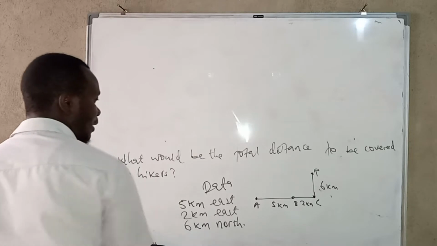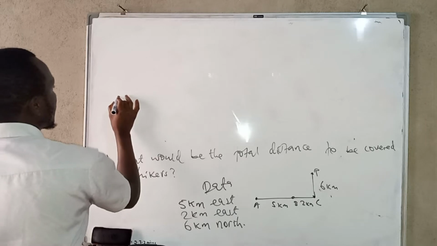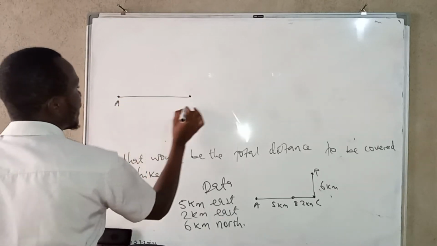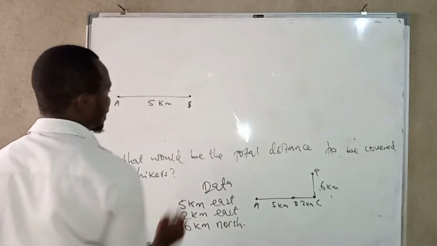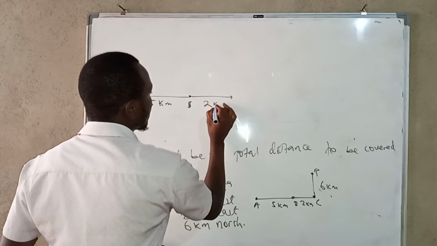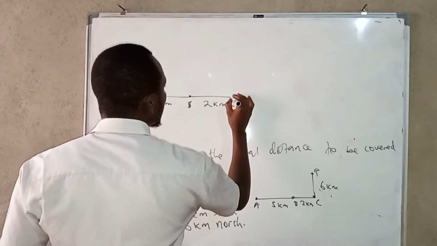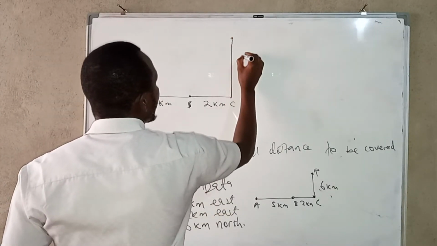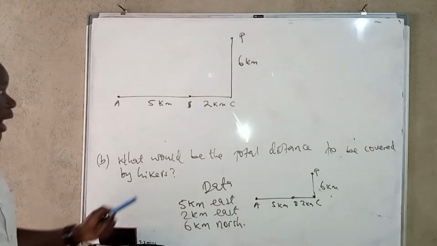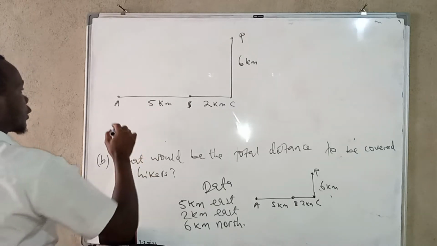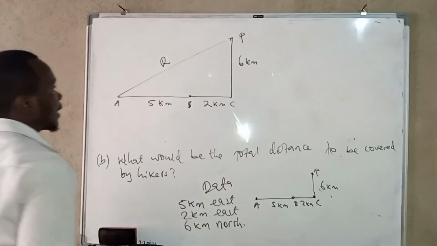So for the first part, we are going to draw and label. So we have point A here, then B. So we have A, B. This is 5 kilometers. Then C lies 2 kilometers away in the same direction. So this is the point C. Then we have 6 kilometers in the northern direction. Let's call this point P. Now, the resultant of this will be this. That would be the resultant.